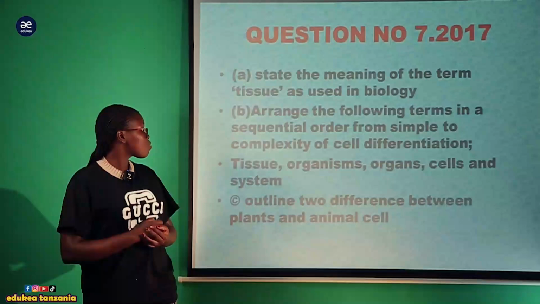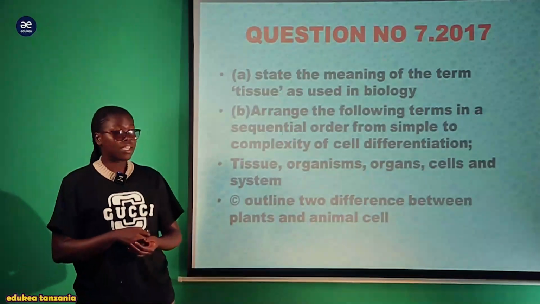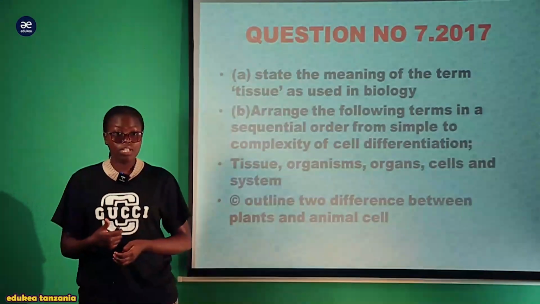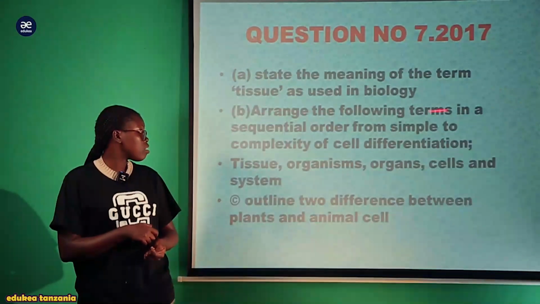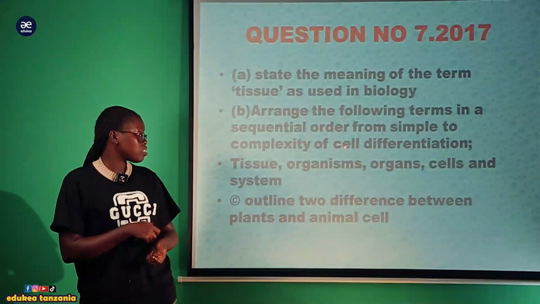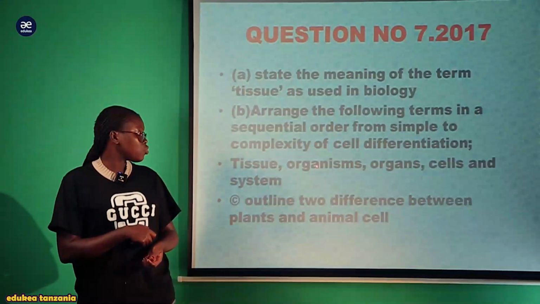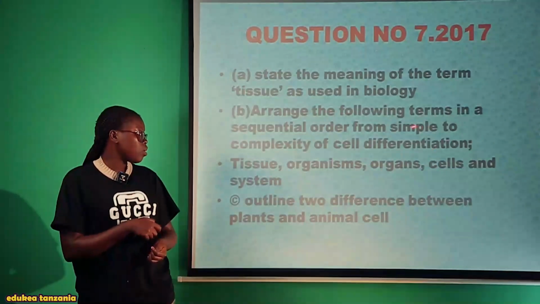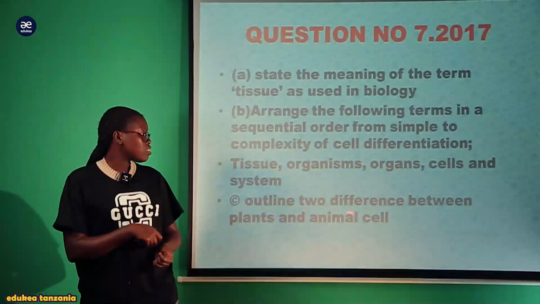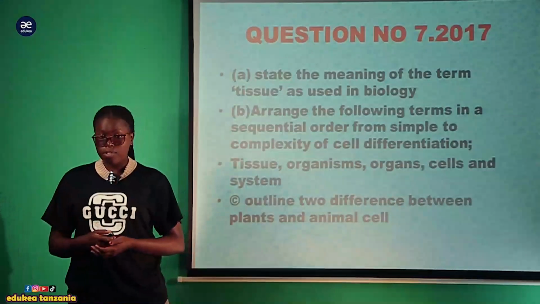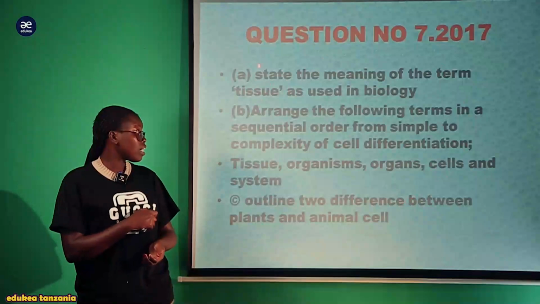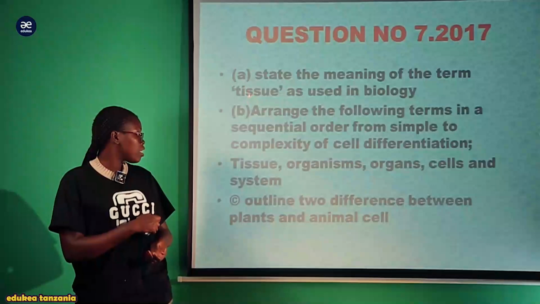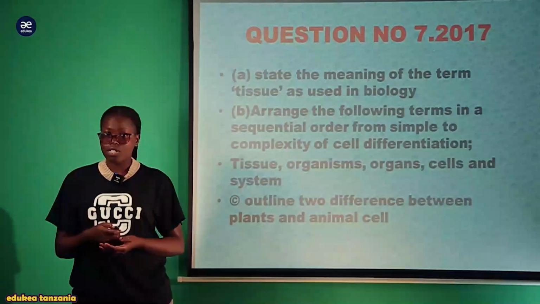The last question is question number 7 for the year 2017, and the question stated that state the meaning of the term tissue as used in biology. Roman B, arrange the following terms in a sequential order from simple to complexity of cell differentiation. Umepewa tissue, organism, organ, cell, and system. Ya mwisho, outline 2 differences between plants and the animal cell. So this topic in general imetoka katika Roman 1, imetoka katika ile topic yetu ya kwanza ya introduction to biology, and Roman B and Roman C imetoka katika topic yetu ya cell structure and organization.